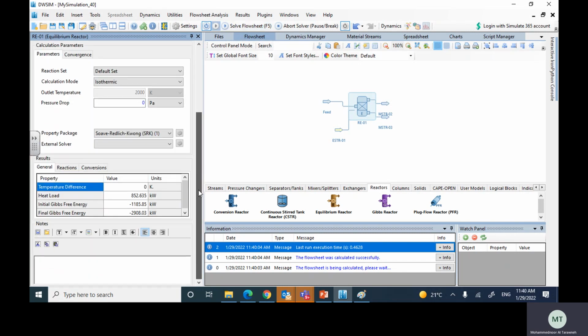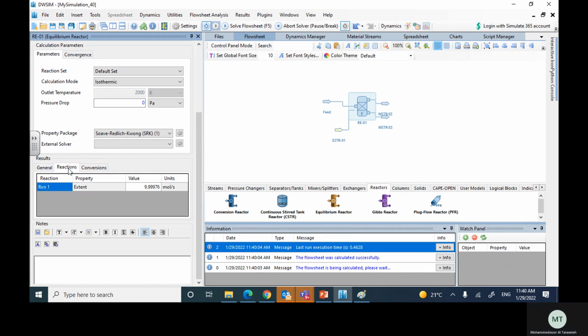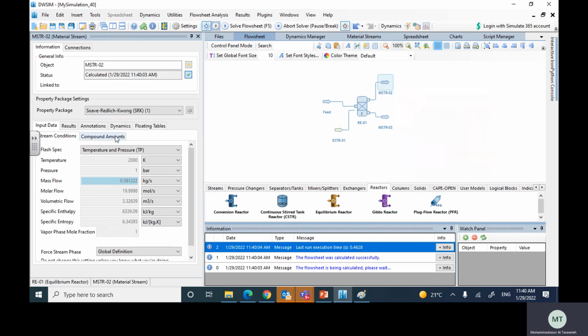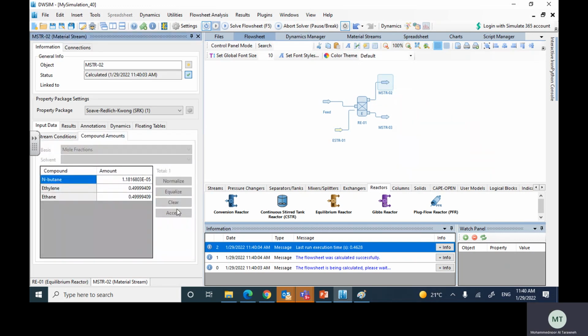The calculations are done. From the reactor, go to results, then go to reactions and go to the conversion. So the conversion of butane under these conditions is completely converted. Now click on material stream 2 to check the products. So at 2000 Kelvin, and as expected, it is a very high temperature, 100% of N-butane decomposed to give us the products of the reaction, which are ethylene and ethane.